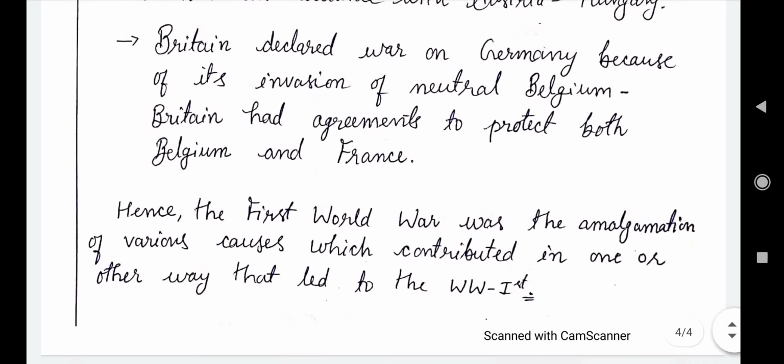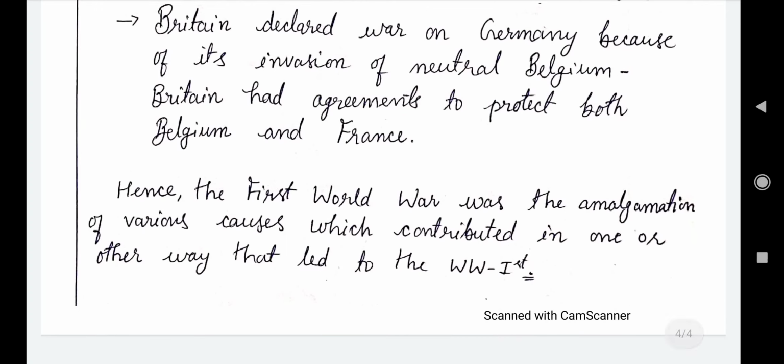Hence, the First World War was the amalgamation of various causes, which contributed in one way or another to the Great War. So, friends, these were all the causes of the First World War.